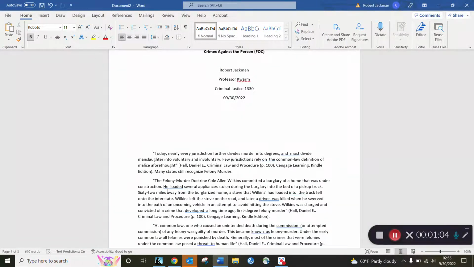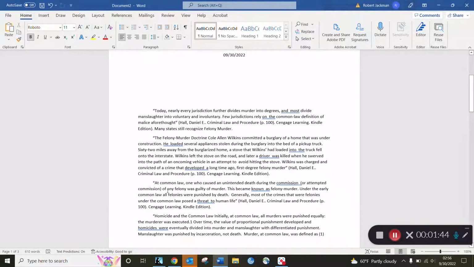The crime is listed and it talks about, quote, the felony murder doctrine. Cole Allen Wilkins committed a burglary of a home that was under construction. He loaded several appliances stolen during the burglary into the bed of his pickup truck. 62 miles away from the burglarized home, a stove that Wilkins had loaded into the truck fell onto the interstate. Wilkins left the stove on the road, and later a driver was killed when he swerved into the path of an oncoming vehicle in an attempt to avoid hitting the stove. Wilkins was charged and convicted of a crime that developed a long time ago, first-degree felony murder. That's by Daniel Hall on page 100 as well.